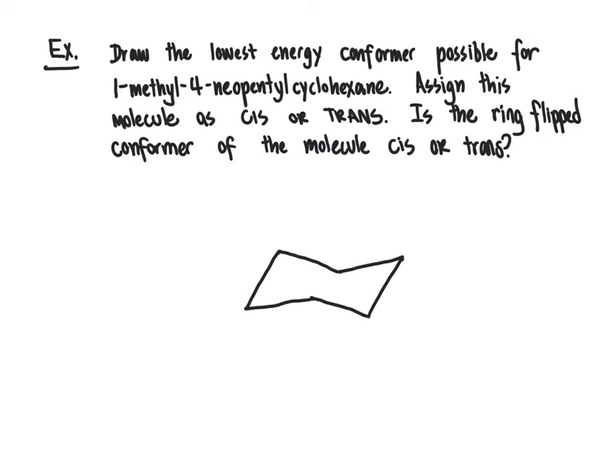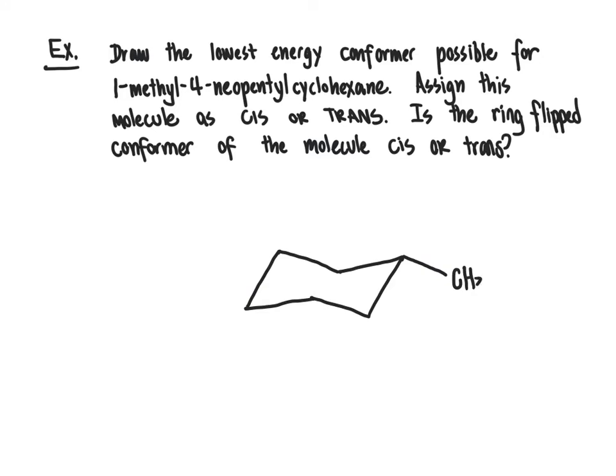You could have also drawn the chair template that leans to the left. I'm drawing the one that looks like it leans to the right, is how I would describe it. At position 1, we're going to put a methyl group. At position 4, we're going to put a neopentyl group. And in order for this to be the lowest energy conformer that's possible, we want to put both of those bulky groups in the equatorial position. So at position 1, we're going to put a methyl group equatorial. So I'm going to draw in my equatorial methyl group.